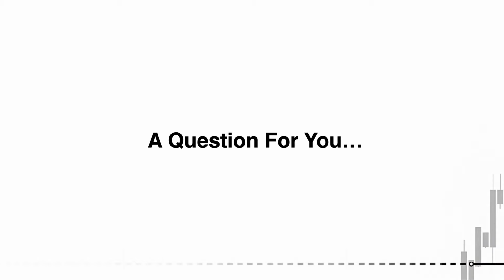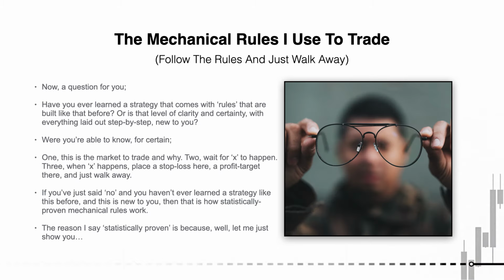Now, a question for you. Have you ever learned a strategy that comes with rules that are built like that before? Or is that level of clarity, of certainty, with everything laid out step by step for you, new to you, where you're able to know for certain: 1, this is the market to trade and why. 2, wait for X to happen.